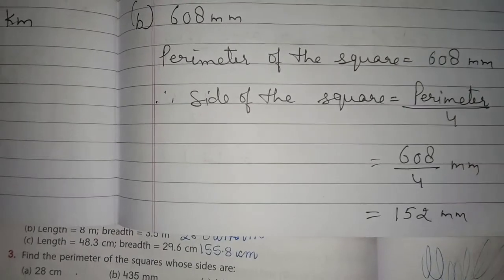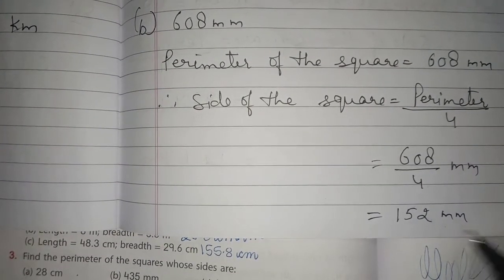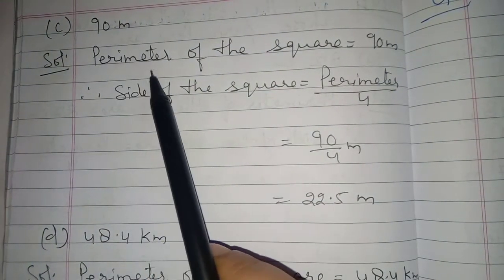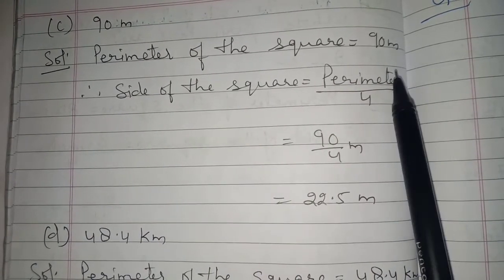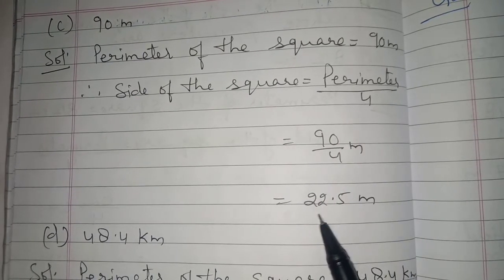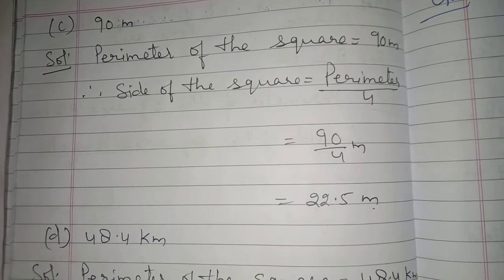So when we divide the perimeter by 4, we will get the length of the side. Next is part C, 90 meter. Perimeter of the square is 90 meter, and for finding the side we have to divide the perimeter by 4. When we divide 90 by 4 we will get the answer as 22.5 meter. So this is the side of the square.